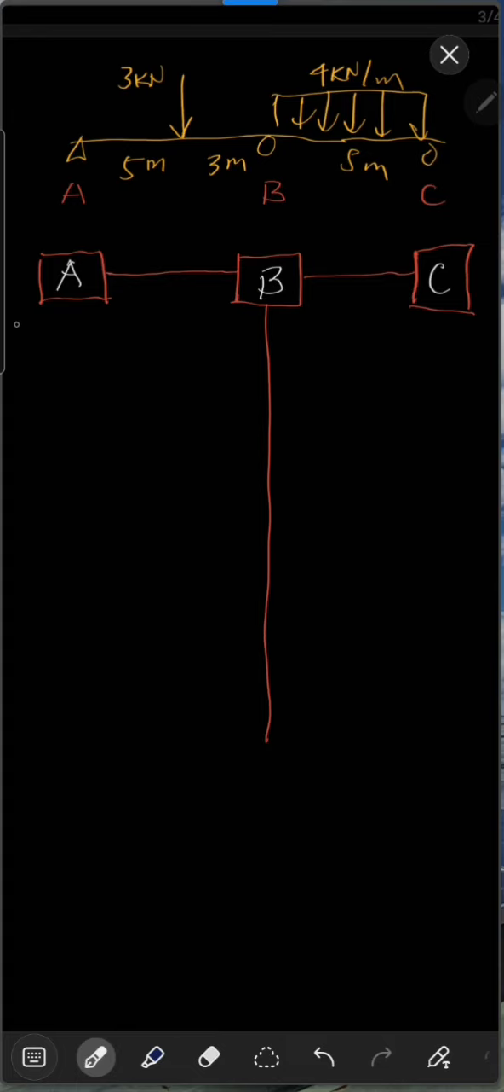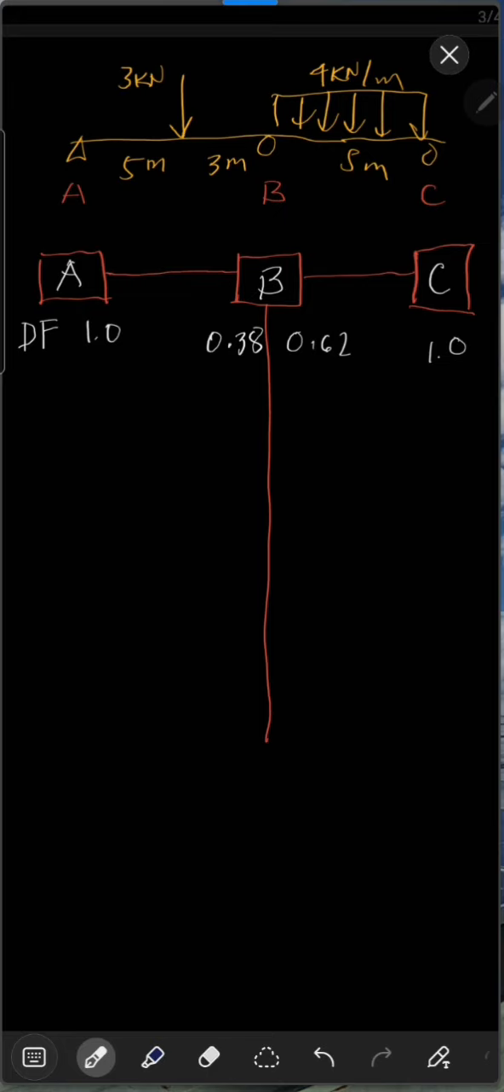Okay, so we have distribution factors. DF for A is 1.0. For BA, the distribution factor is 0.38. Then for BC is 0.62. And for C, simple support, 1.0.